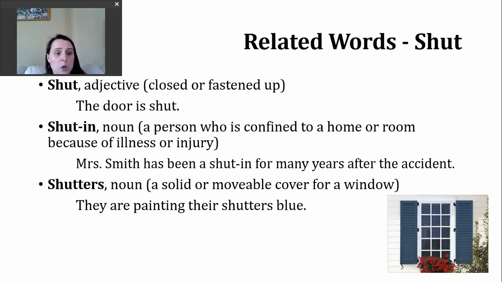The last related word I have is shutters. It's a noun, and it's a solid or movable cover for a window. My example sentence here, they're painting their shutters blue. And so you have a good example of what that might look like. If you look at the bottom right hand of the screen, you'll see a white house with blue shutters.